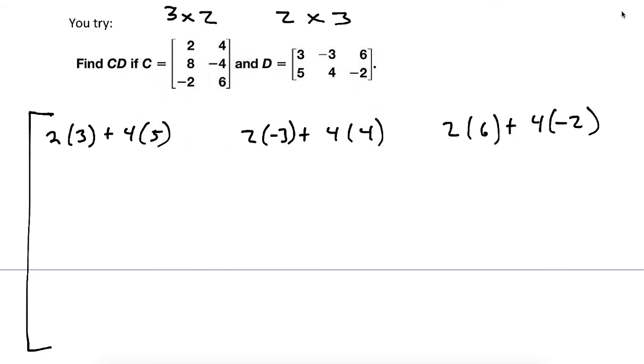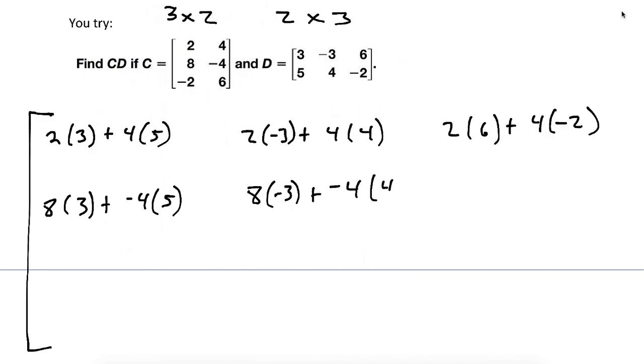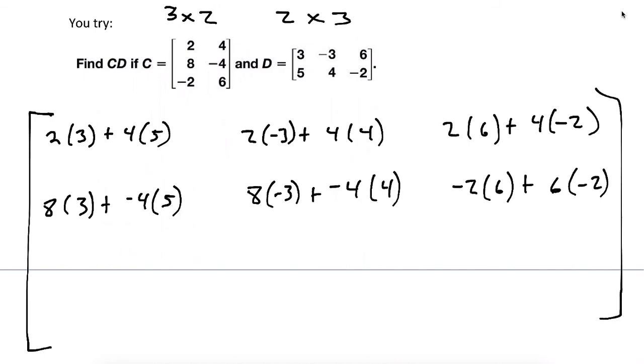Moving on to the second row of the first matrix. 8 times 3 plus negative 4 times 5. 8 times negative 3 plus negative 4 times 4. Finally, negative 2 times 6 plus 6 times negative 2. And then finally, move down to the last row. Did I do that right? Nope, I did that wrong. Hold on. Let me back that up. I looked at the wrong row. So this should be 8, and this should be negative 4. Okay. Now move down to that last row.